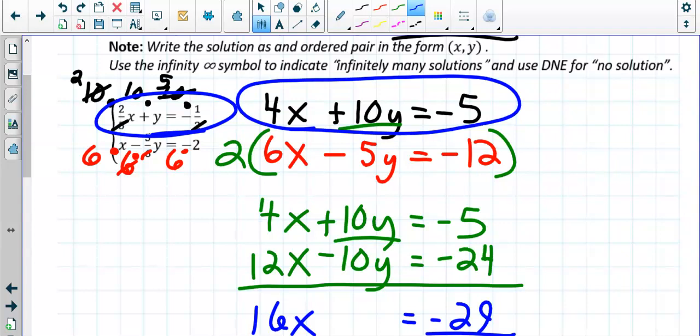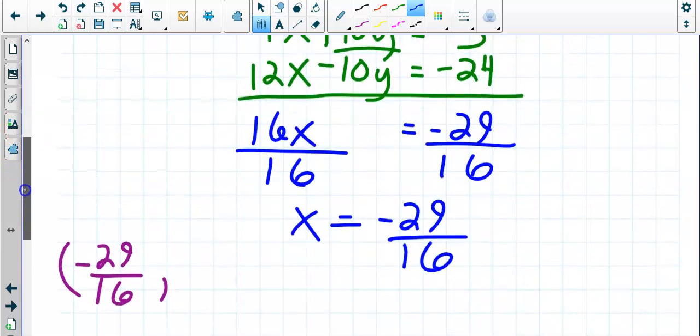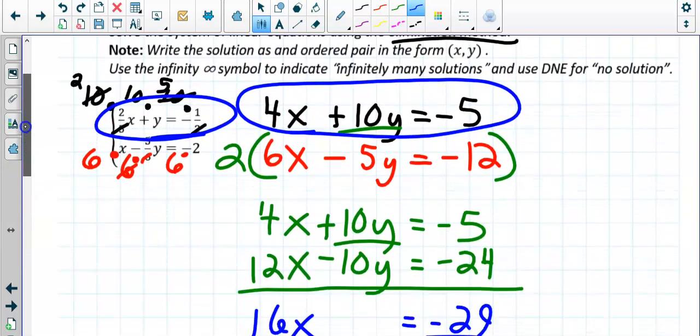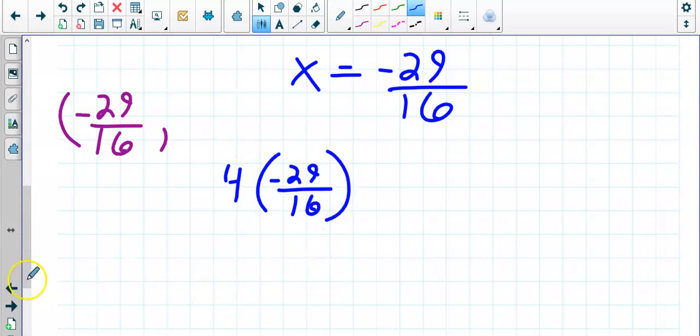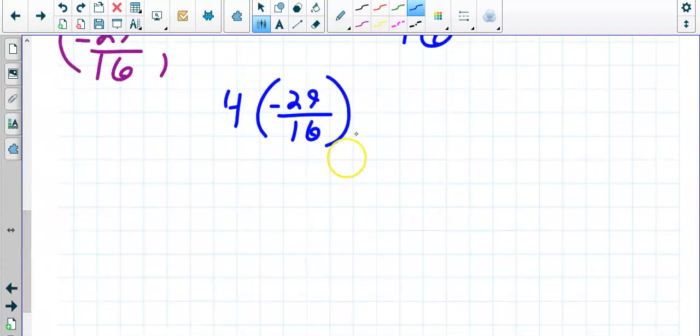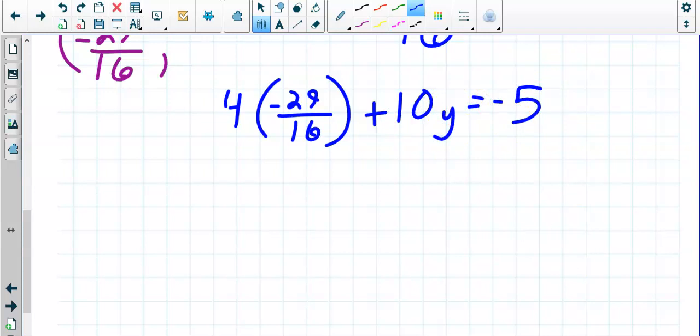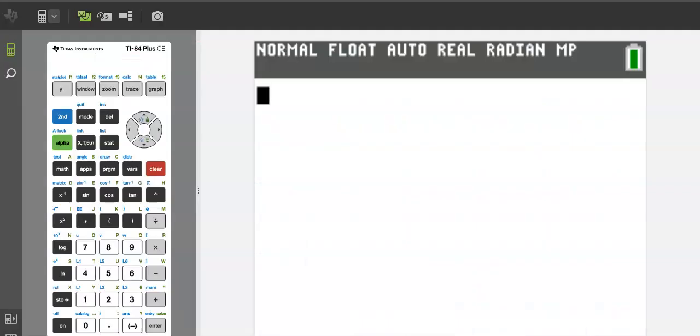Doesn't really matter. And remember, you have your fraction key on your calculator that can help you out. So we're going to take that x value, and we're going to plug it into that equation. So my x is negative 29 over 16, and then it was plus 10y equals negative 5. All right. So I'm going to go to my calculator, and we're going to start working this thing out. So we need to take 4, and multiply that by the negative 29 over 16.